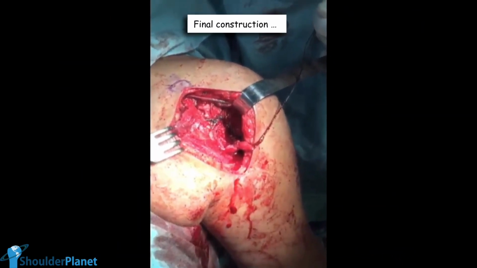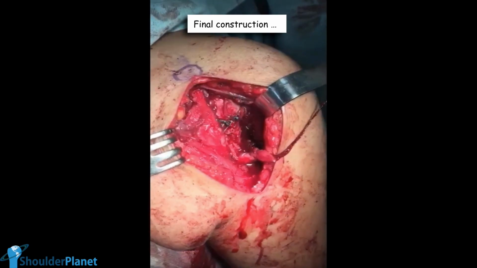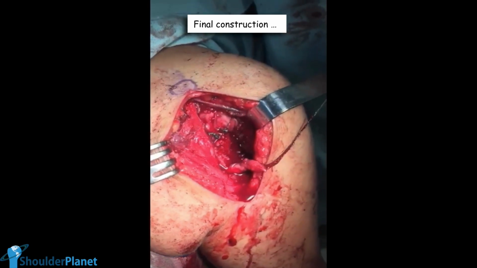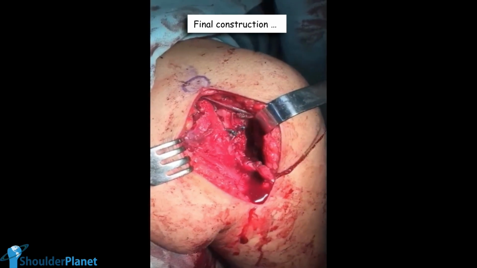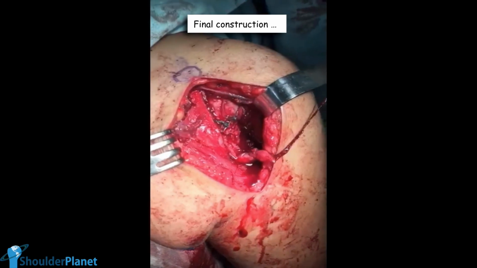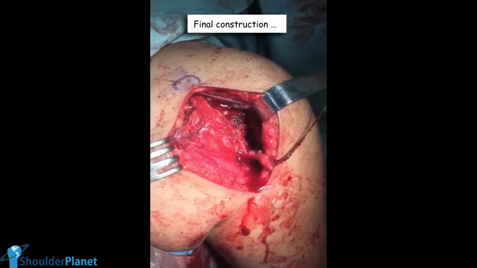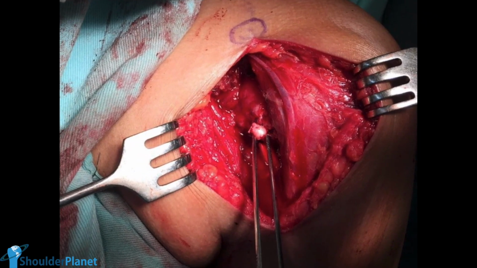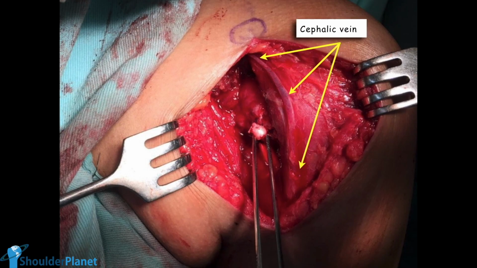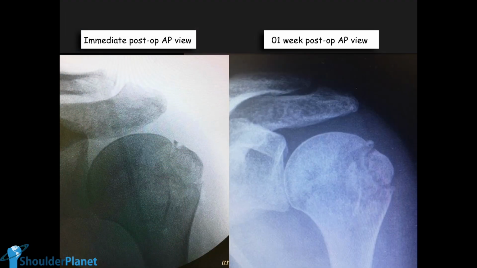This is the final video. As we can see, absolutely anatomical reduction. The long head of the biceps is with a whip stitch inferiorly and a very good fixation. Since it was a deltopectoral approach, it was very easy for us to see here the cephalic vein. The immediate post-op view in the very end of the surgery, as we are seeing here on the left side, and this is the 1-week post-op view, and this patient had a very, very good final clinical and radiographical evolution.